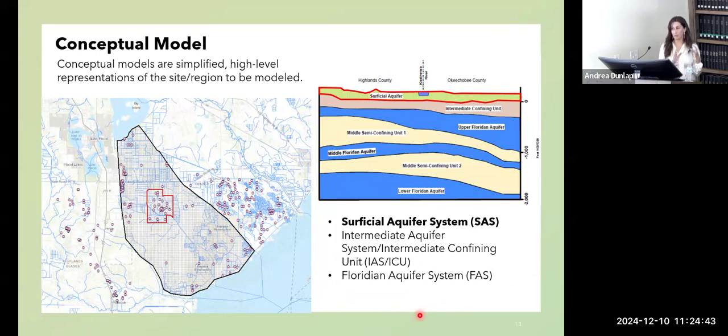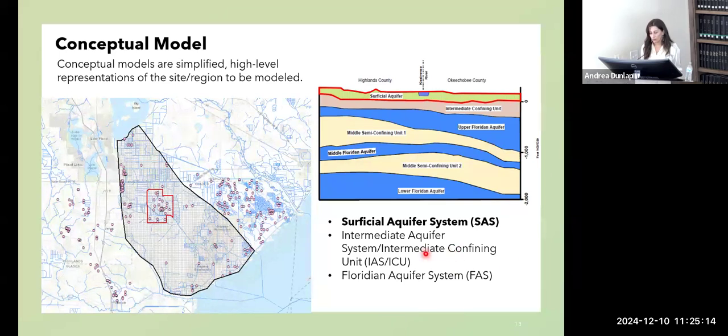Here it's about groundwater, so we have simplified the geology and the aquifer system. When we talk about the geology and aquifer system, as you see, the first area on the top, shown in green, is the superficial aquifer. And that's where we are looking at the impact of nitrate.